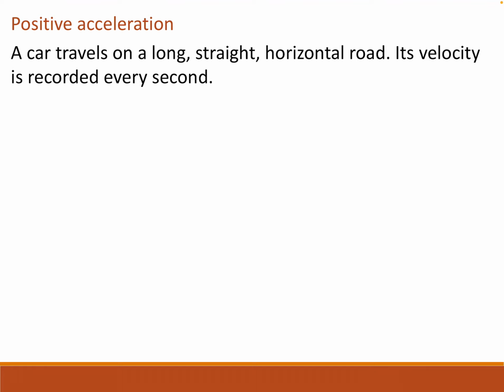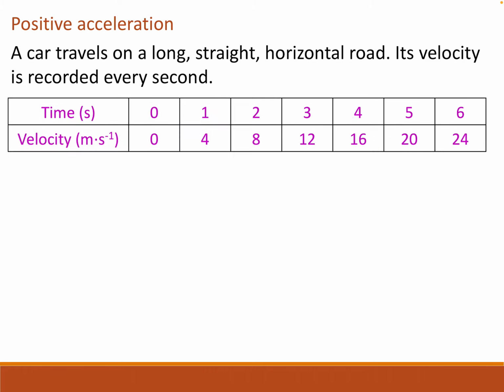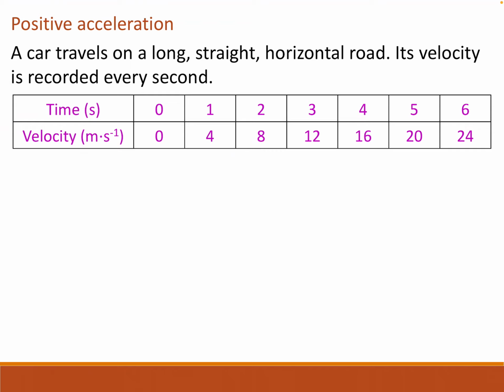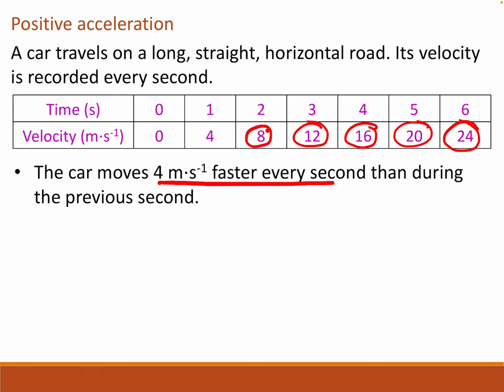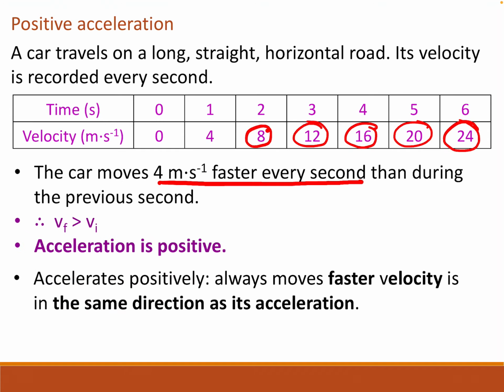So here we have a car that's traveling on a long, straight, horizontal road. Its velocity is recorded every second. And what they see is that its velocity goes from 4, then to 8, then 12, then 16, then 20, then 24. And if you look very carefully, the car is moving 4 meters per second faster every second. 4 meters per second per second. It's accelerating. So the final velocity is bigger than the initial velocity. So I'll be going a big number minus a little number, which makes my acceleration positive.